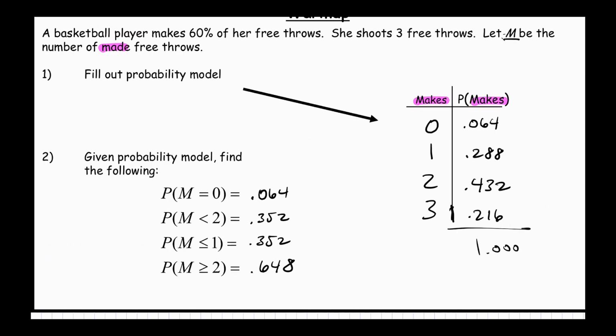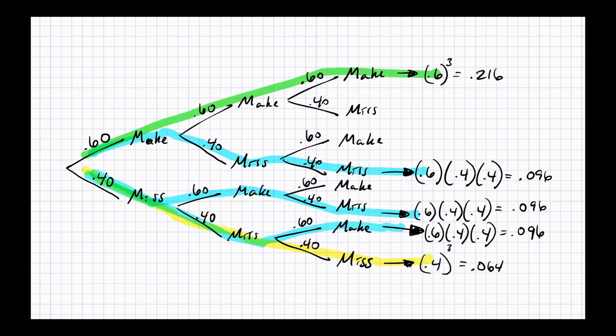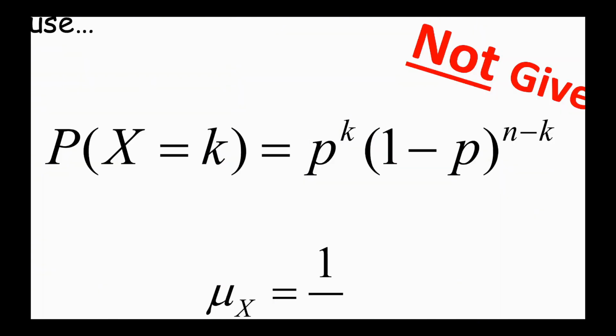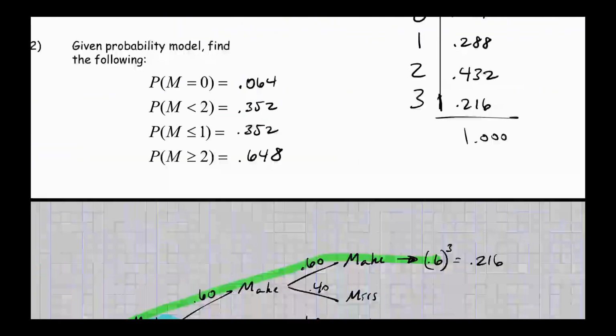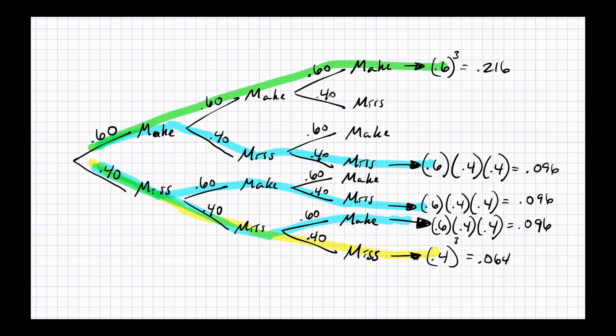So this guy right here only has one way. There's only one way to make 0 makes, one way down the path here. It'd be 0, 0, 0, right? Only one way to do 3, right? 3 makes. Make, make, make.